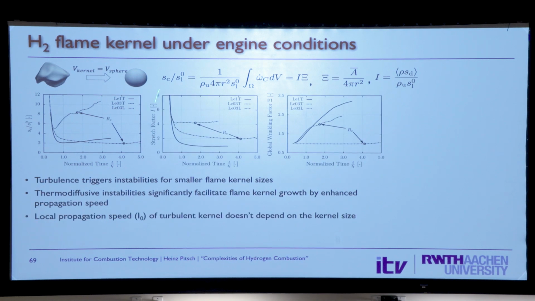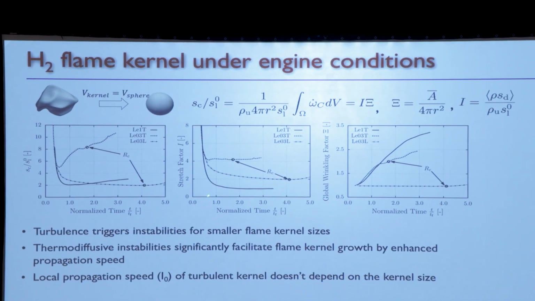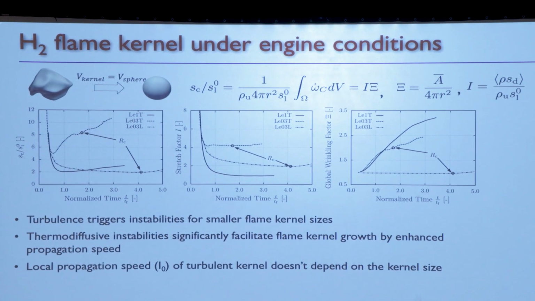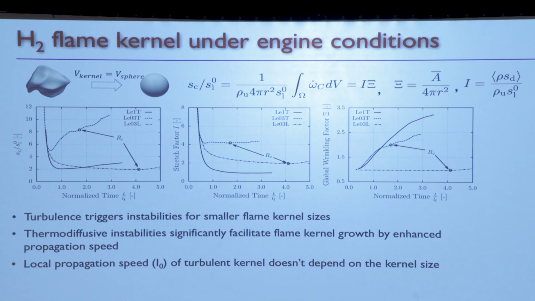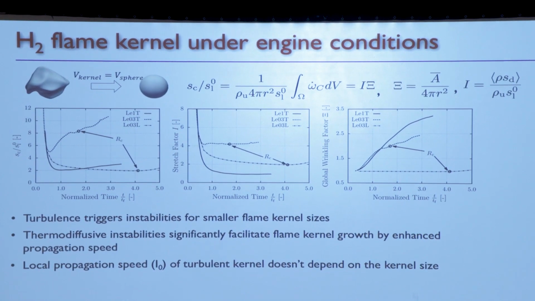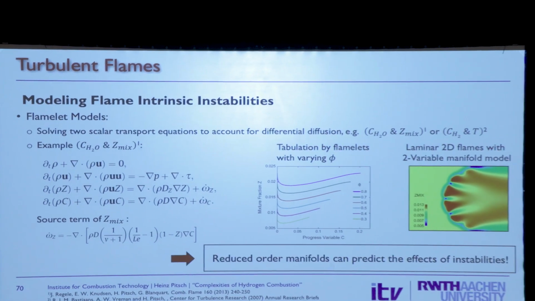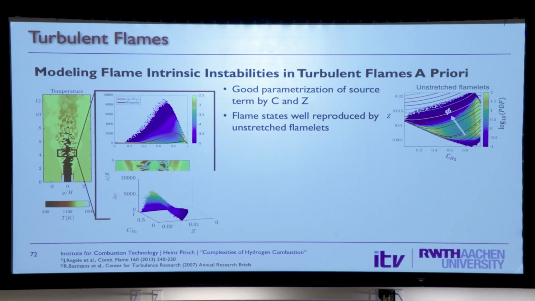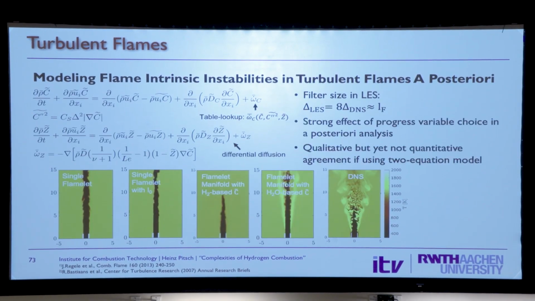We can again look at the stretch factor and the global wrinkling. You see the global wrinkling doesn't really make a difference here. But the stretch factor is 4 times faster than the unstretched flame. Okay? So this flame locally burns 4 times faster because of the effect of the instability. Yeah. So that, and then there's some more about modeling, but you can look through the slides.